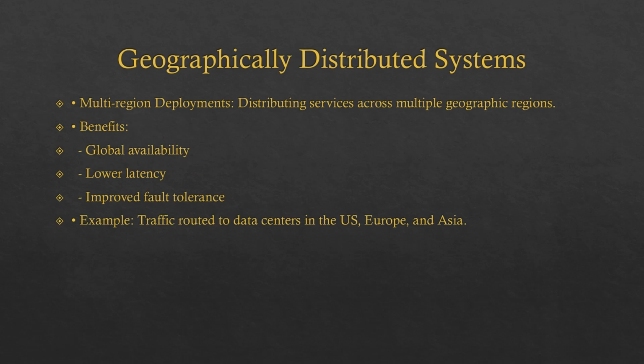Distributing services across multiple geographic regions can significantly enhance availability. Multi-region deployments help reduce latency by routing users to the nearest data center. It also improves fault tolerance, as a failure in one region does not affect the availability of services in other regions. For example, traffic can be routed to data centers in the US, Europe, and Asia, ensuring that users from different parts of the world have fast access to services.